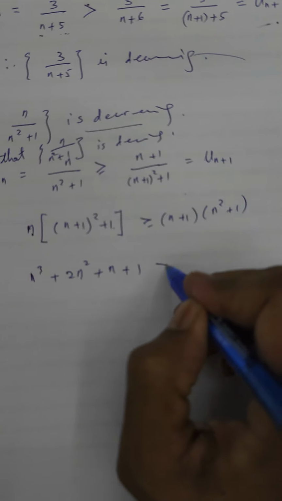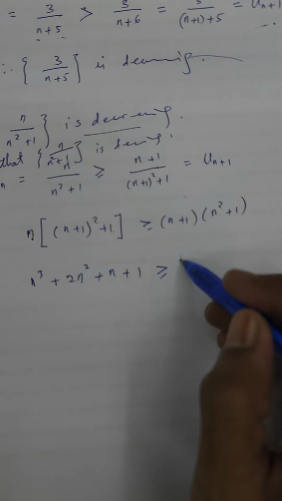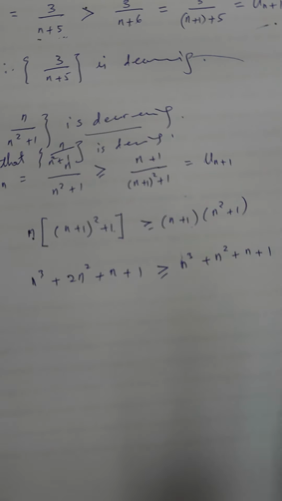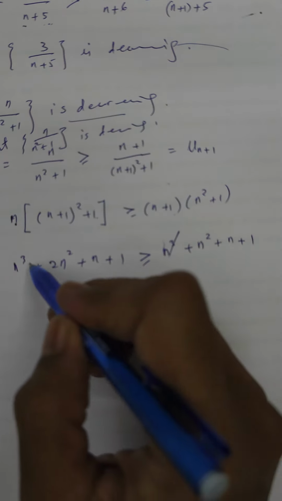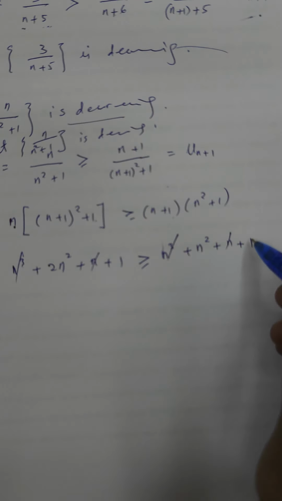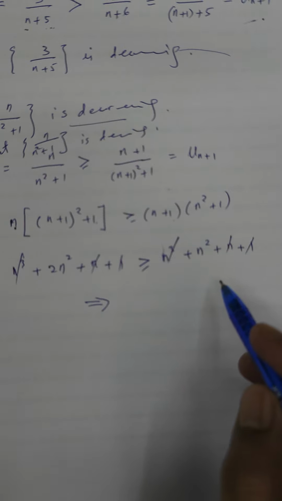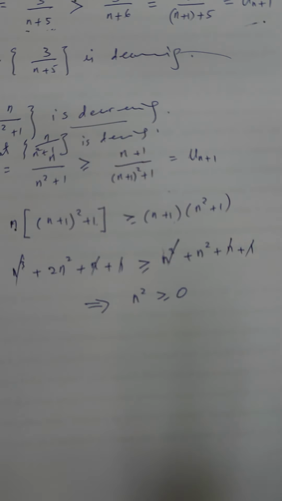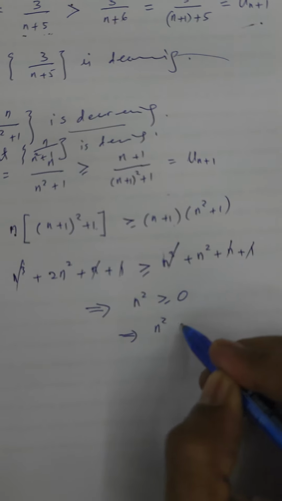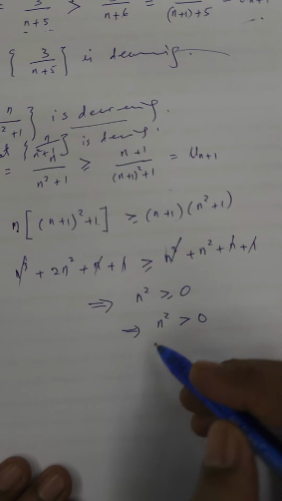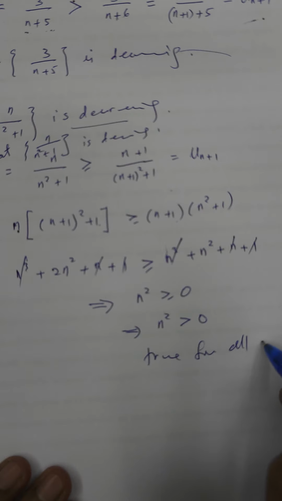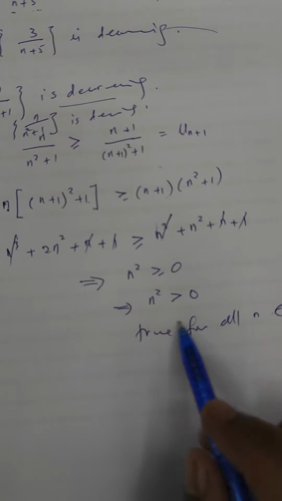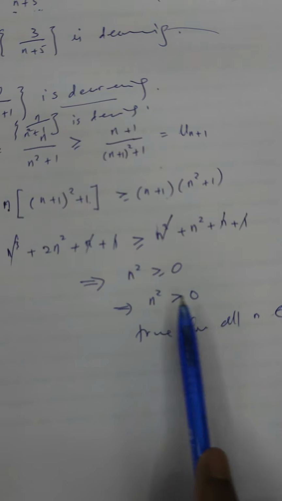On the right side, if you expand this, you have n cubed, n squared, n, and 1. From there you can just cancel out those things. So basically we have 2n squared and n squared, so this is just n squared greater than or equal to 0. In fact, n squared is greater than 0, and it is true for all natural numbers. If this were not true, then we would have n squared being negative, which is wrong.